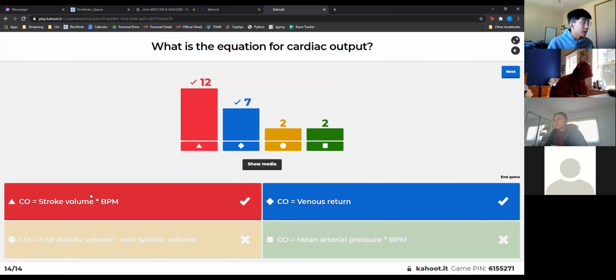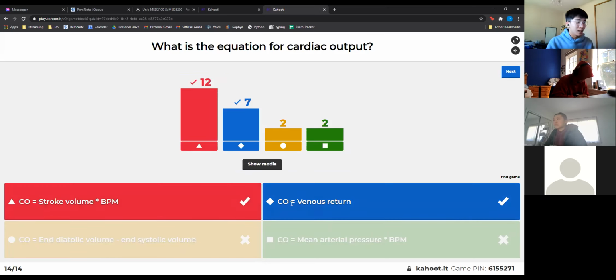Yeah, so cardiac output is equal to both red and blue. So stroke volume times BPM, where stroke volume is in liters, kind of liters per stroke. And then BPM is just beats per minute.